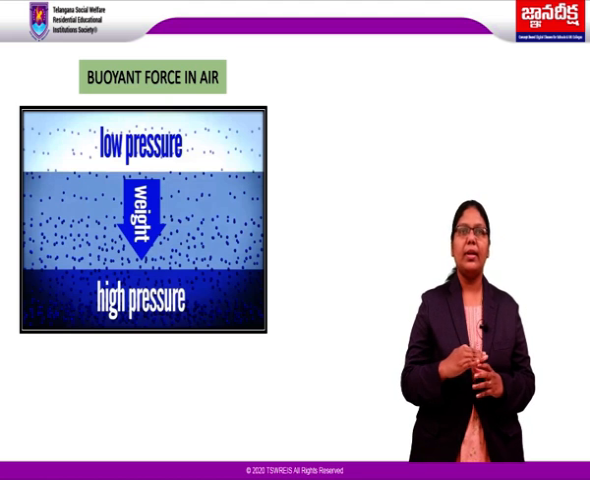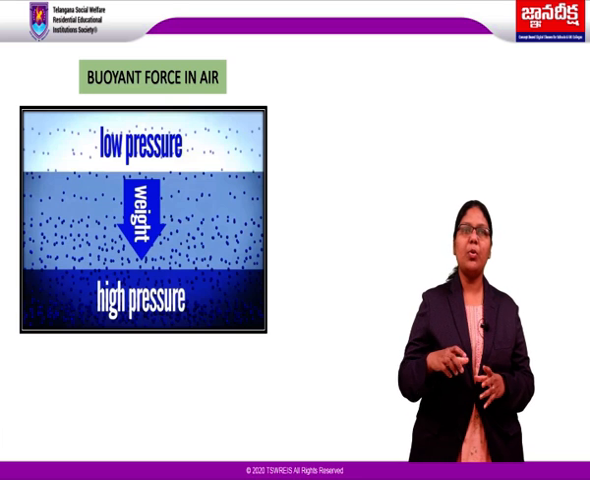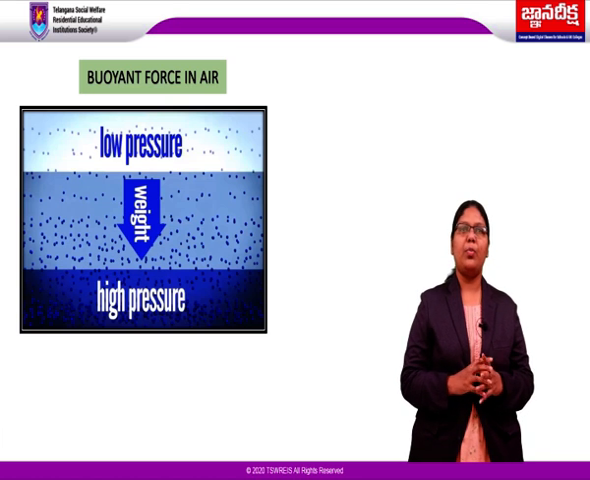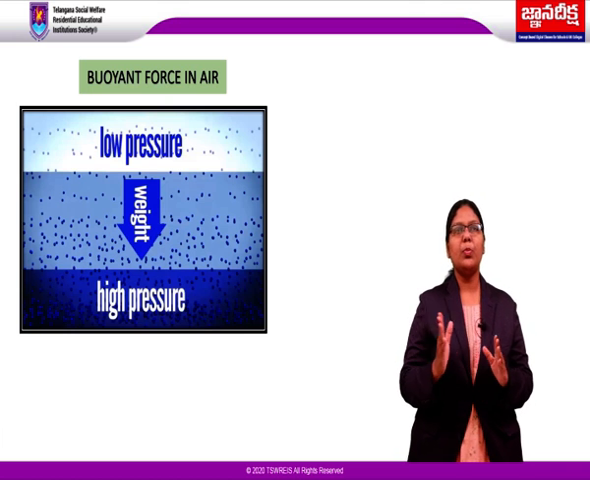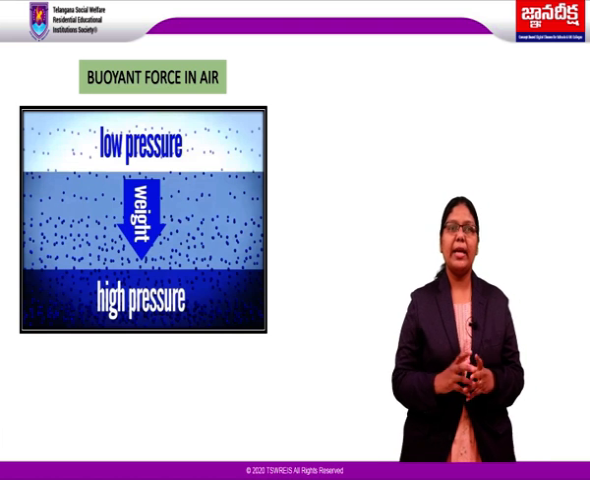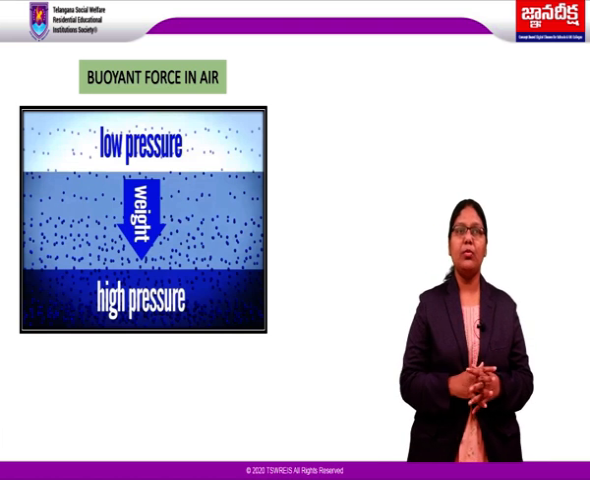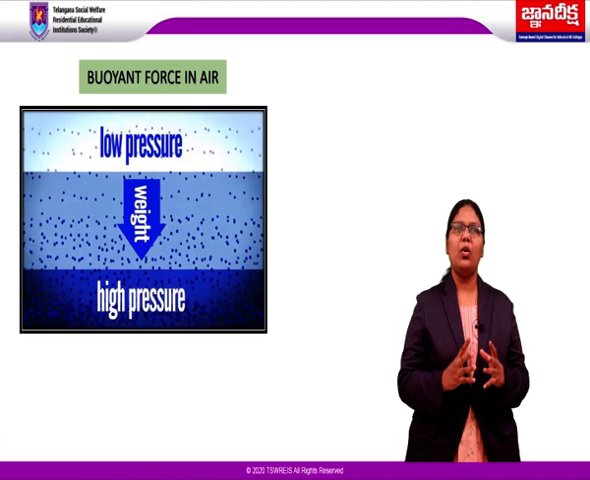As you go down, the weight increases as the bottom layer of the atmosphere has an increased number of molecules. So the pressure at the bottom layer is high and the buoyant force also increases with depth as we go down. So both liquids and gases exert buoyant force. So the empty bottle when you dropped it in water was floating. Suppose you fill the bottle with water and drop it in water, then what happens? The bottle will sink. Why?